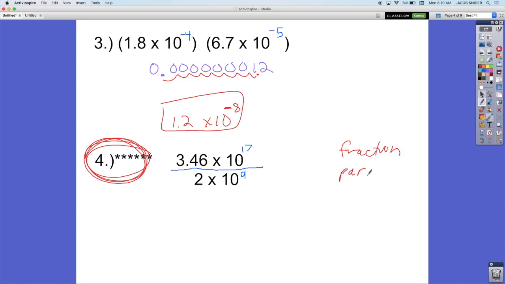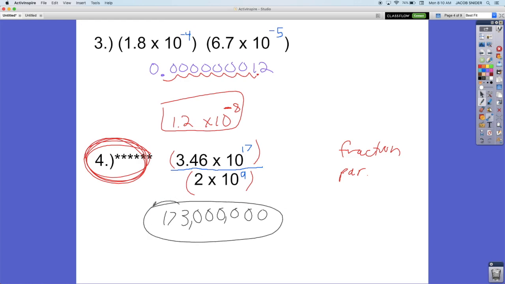What I would do is use parentheses here. So put parentheses around here, and here, and here, and here. Or make it a fraction. 3.46 times 10 to the 17th over 2 times 10 to the 9th. I like the fraction button on my calculator, or I like the parentheses too. So my answer is 1, 7, 3, and 6 zeros. Not too bad, I hope.